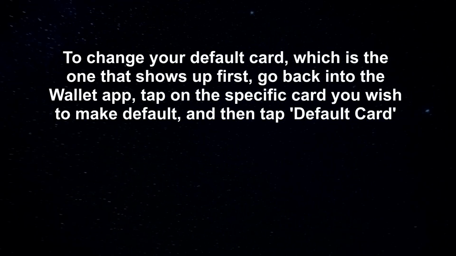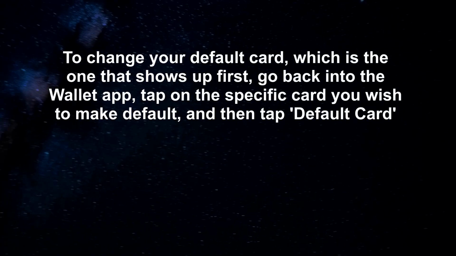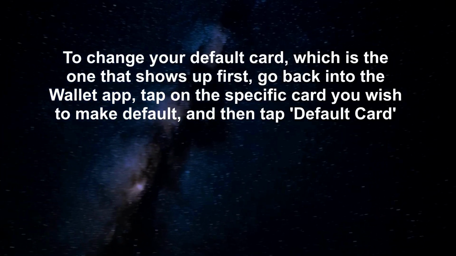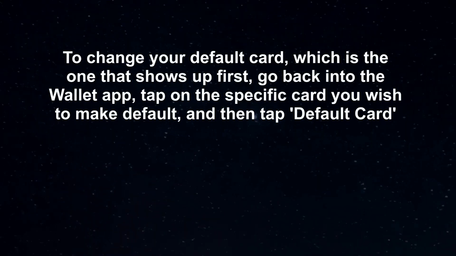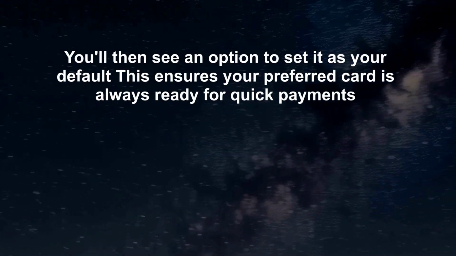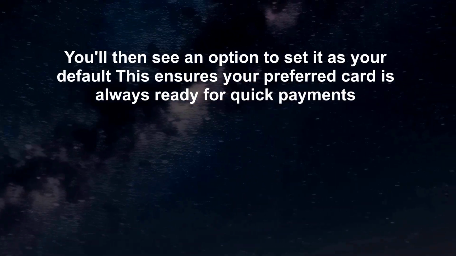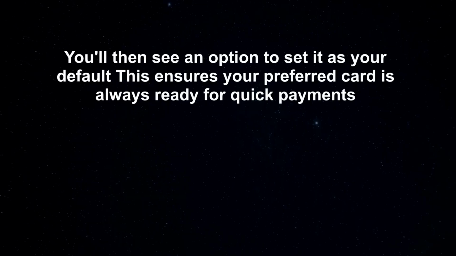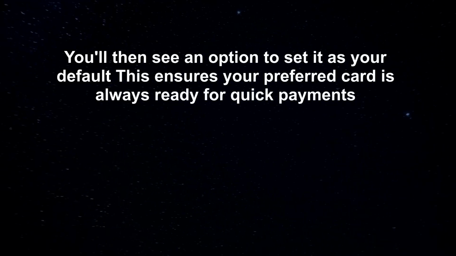To change your default card, which is the one that shows up first, go back into the Wallet app, tap on the specific card you wish to make default, and then tap Default Card. You'll then see an option to set it as your default. This ensures your preferred card is always ready for quick payments.